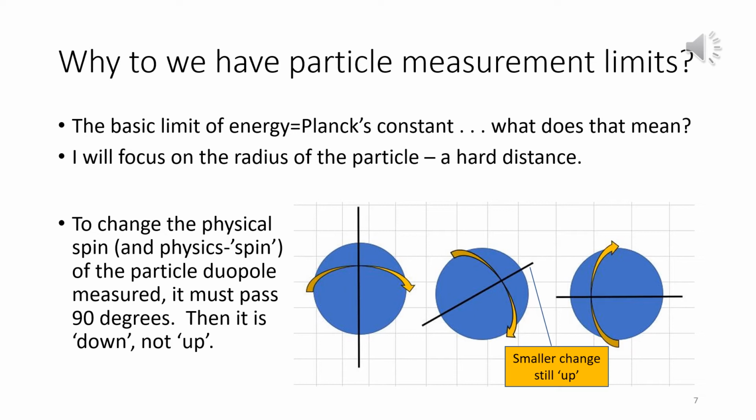With that model, the static then becomes a changing A, force and B, field as it rotates. Further, that means that we get results with particles that have one Planck unit of field change either rotating up or rotating down. However, we can only measure spin when it changes from up to down. To measure the physical spin, which I postulate as a 3D engineering that becomes physics spin, of the particle duopole measured, it must pass 90 degrees. Then it is down, not up. The middle example is a rotation that has changed, but still measures as up.